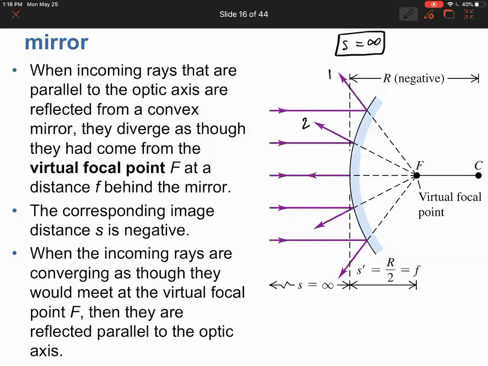So 1, 2, 3, 4, 5. Look at those reflected rays. They all diverge away in front of the mirror. That means they will never intersect in front of the mirror. So where's the image then?